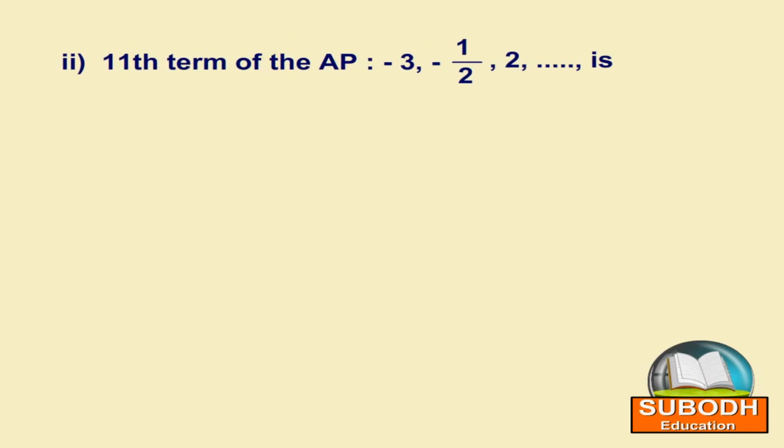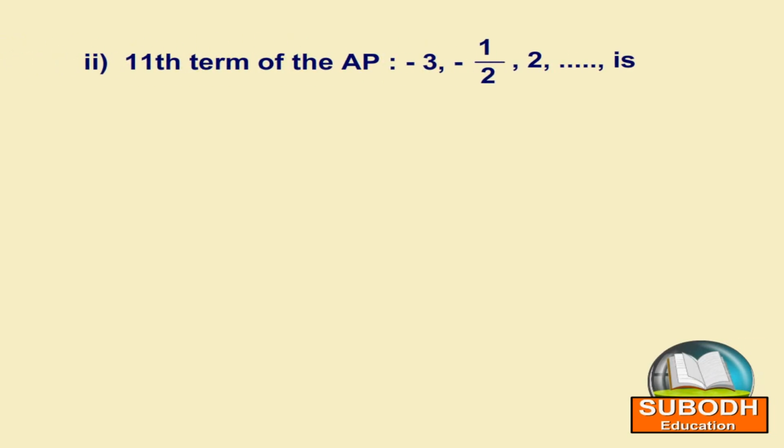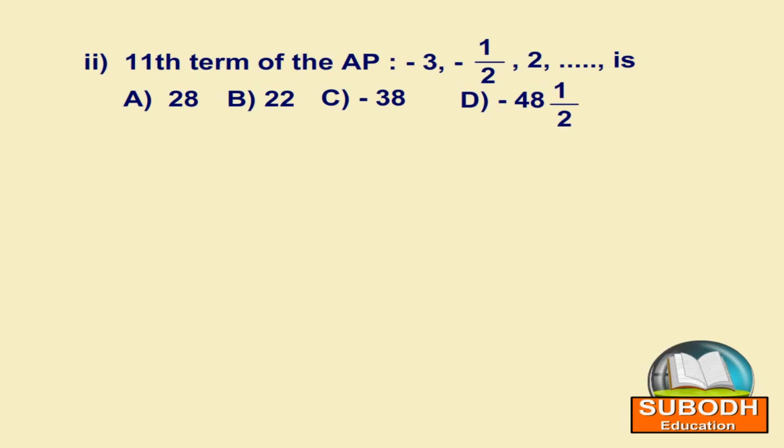Example second: the 11th term of the AP minus 3, minus 1 by 2, 2, dash, is: option A 28, B option 22, C option minus 38, D option minus 48 and a half.